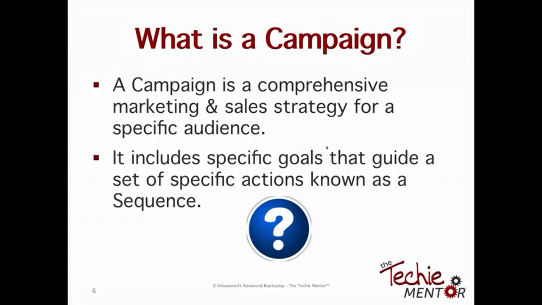So a campaign, again, is your marketing and sales strategy. So as I talked about, it's really for your sales funnel. It includes goals and a set of actions that's known as a sequence. So basically you say, okay, if somebody signs up for your free offer on your website, what happens? What's the next thing that they do? And the benefit to the campaign is it's all automated and you can actually track someone's progress through it.